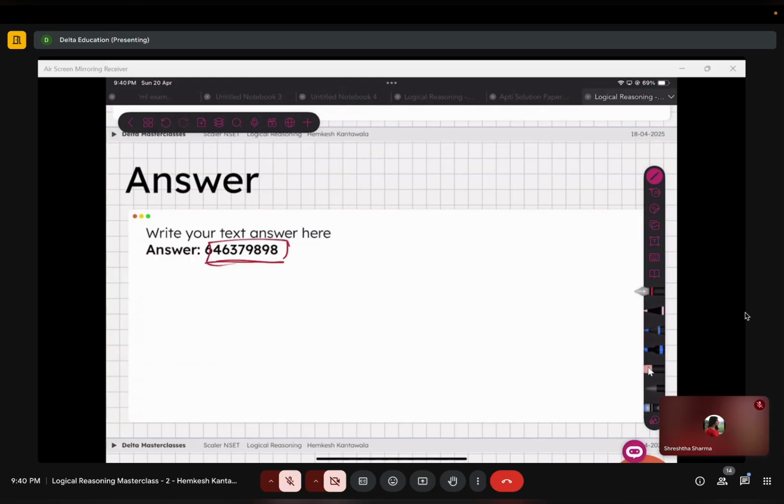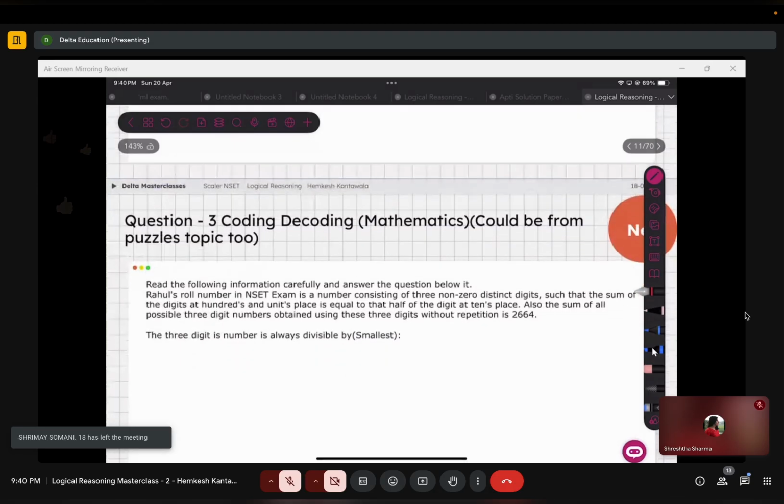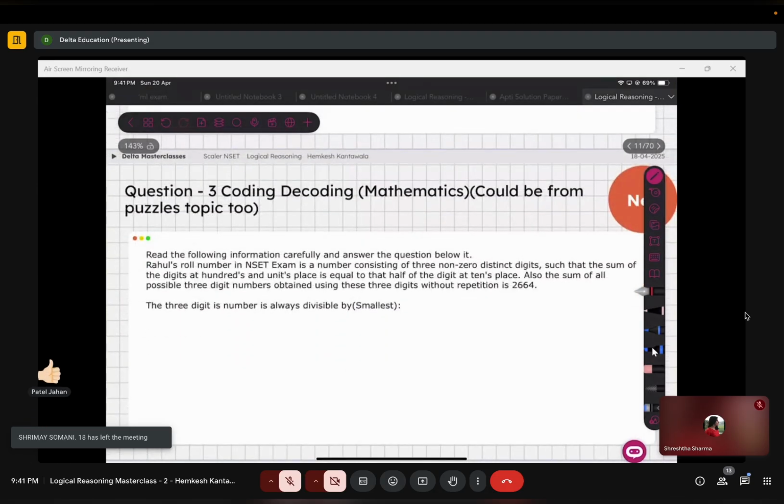646,379,898. Everybody got the pattern, got the way how to solve? Any doubts? Great. So yeah, another type of question from coding decoding could be of this way, where there is some puzzle thing included. Try this question.